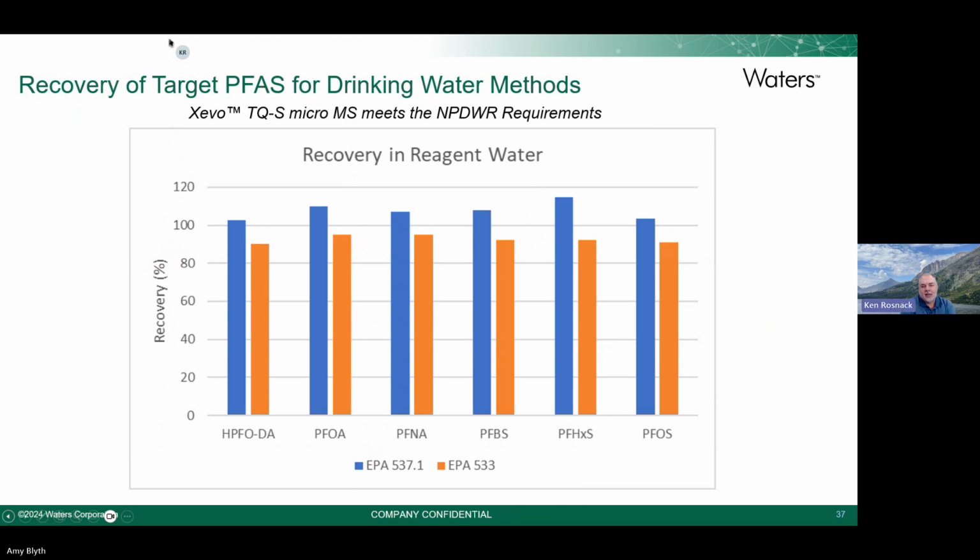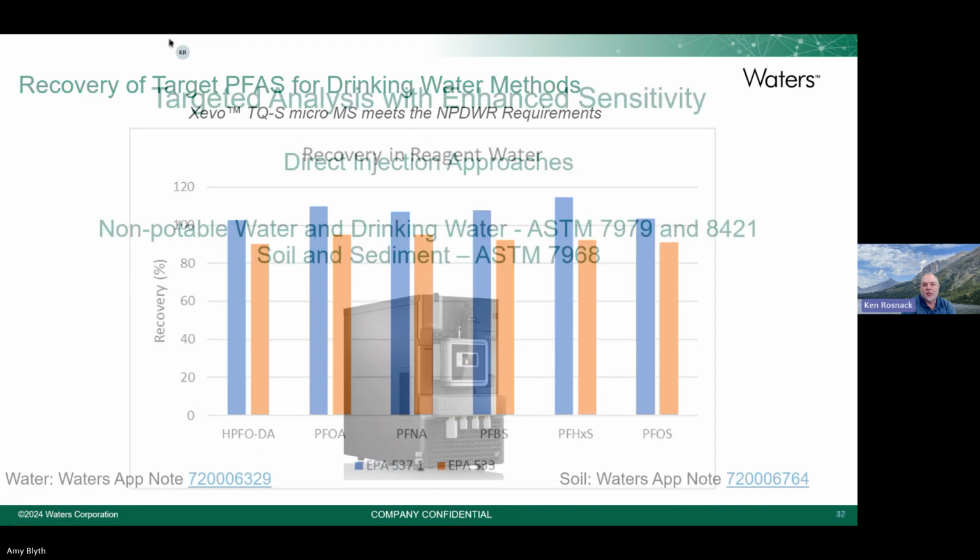One of the things the methodology talks about is recovery, with recovery being somewhere between 70 and 130%, if I remember correctly. Either of the methods, 537.1 or 533, using LC-MS/MS, easily meets that method requirement.